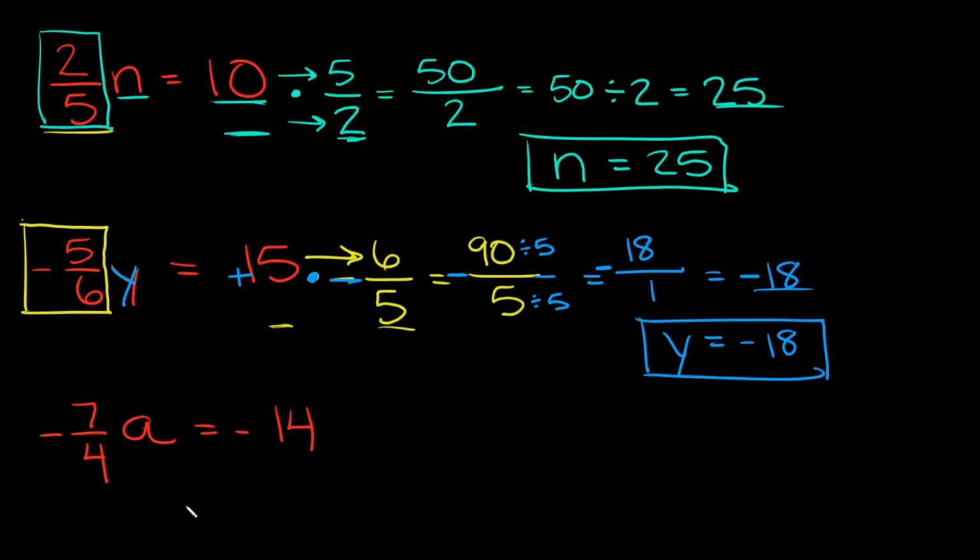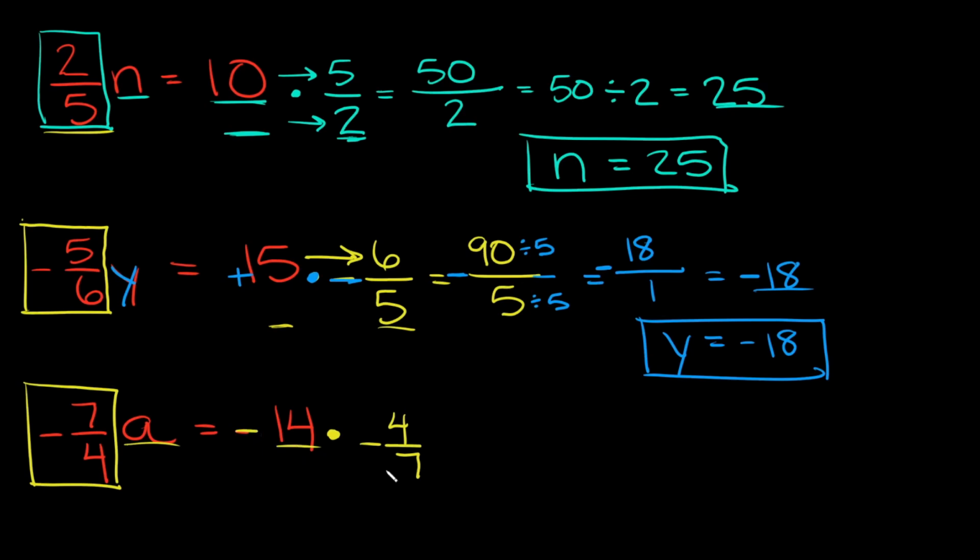All right, let's do one more. Okay, so here we have negative 7/4 times a is equal to negative 14. Again, in order to solve for a right here, all we're going to do is take our fraction, flip it, and then multiply it by whatever we have on this side of the equation. So negative 7/4, if I flip it, is going to be negative 4/7, right?